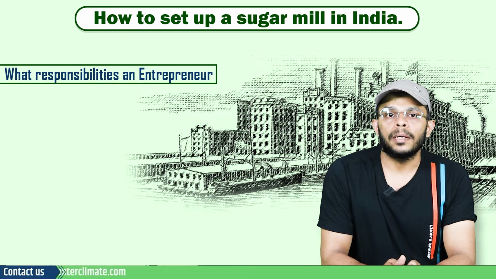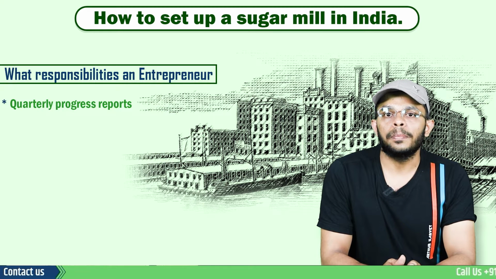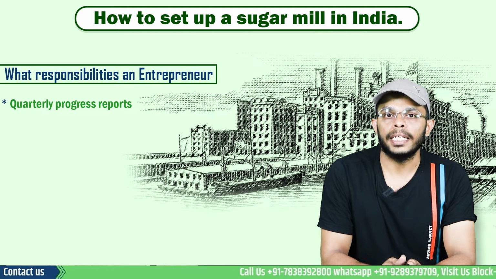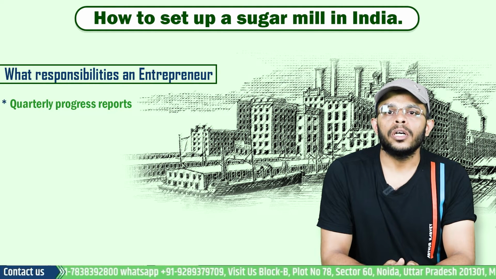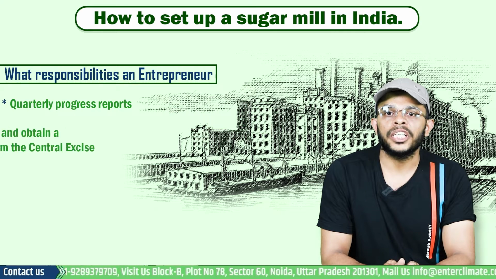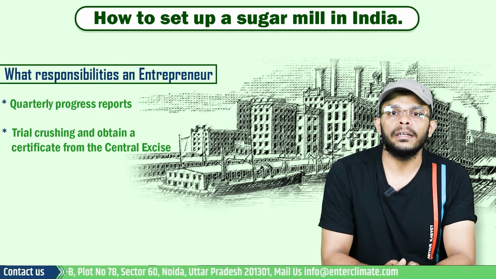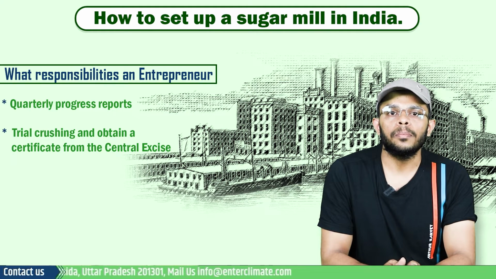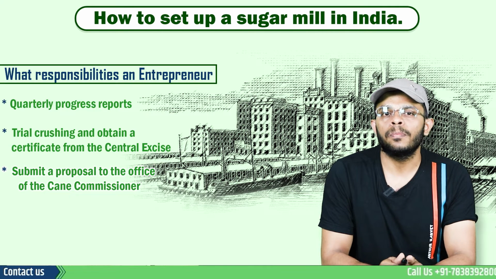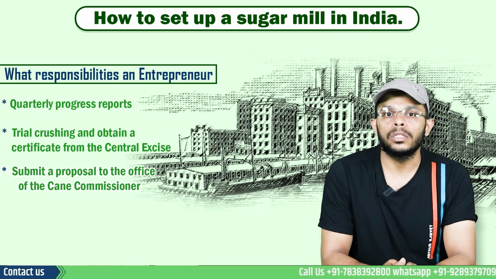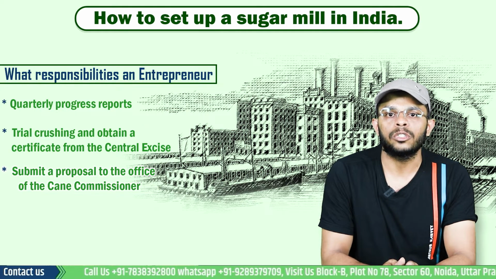The entrepreneur must submit a quarterly progress report in the prescribed format to the central government with respect to implementation of their IEM. After the completion of the construction of the sugar mill, the entrepreneur has to take up a trial crushing and obtain a certificate from the central excise for having started the sugar production. The applicant has to submit a proposal to the office of the cane commissioner for allotment of plant code and a short name. Also, a certificate from the central excise with details about trial crushing has to be submitted.